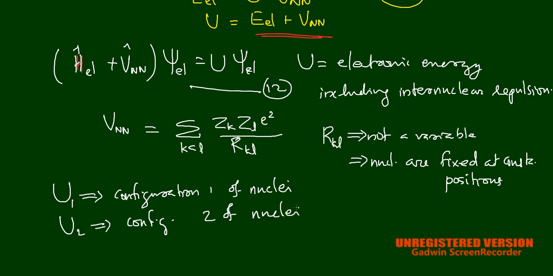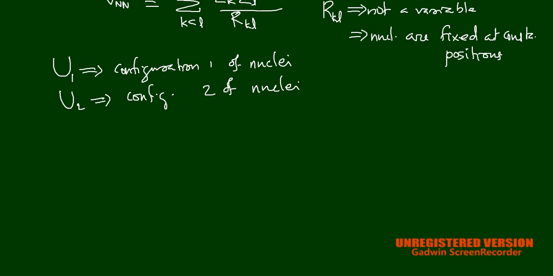So what can we do? We know that there are infinite number of nuclear configurations like that. You can choose any value for RKL, and for these infinite number of configurations you are finding out the U values. That is what you are doing here. Let us examine what will happen if we do this for a diatomic molecule. Diatomic molecule means a molecule having two atoms connected by a bond.